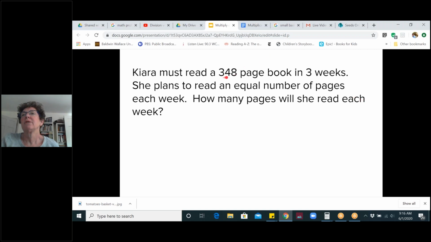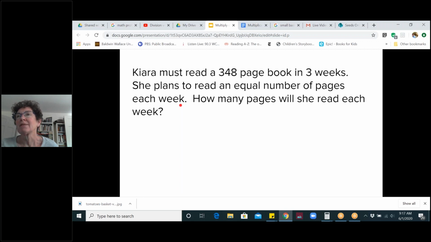Let's see. She must read a 348-page book. That's giving me a total number of pages in the book. And she wants to read the book in 3 weeks. So I know the number of baskets, and I'm being asked to find an equal number of pages each week. So I'm being asked to find how many tomatoes am I going to put in each basket. Except in this case, instead of having a group of tomatoes, I have a total group of pages.